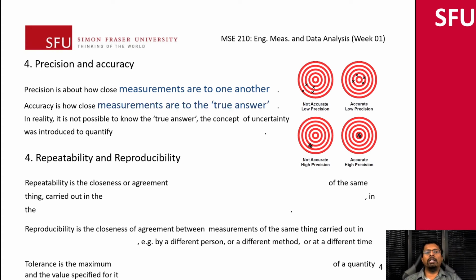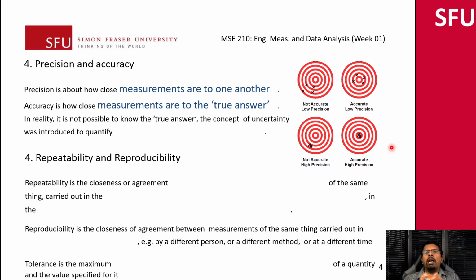The second concept is accuracy. It defines how close the measurements are to the true value. If you're playing darts, your true value, or your target, is the middle point over here. This would be fairly accurate, where everything is lumped together.